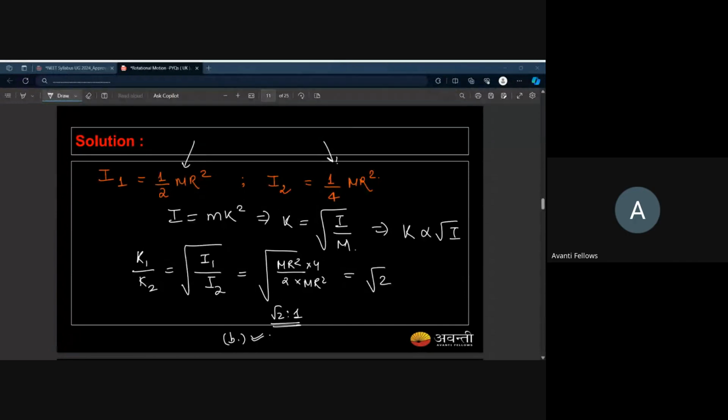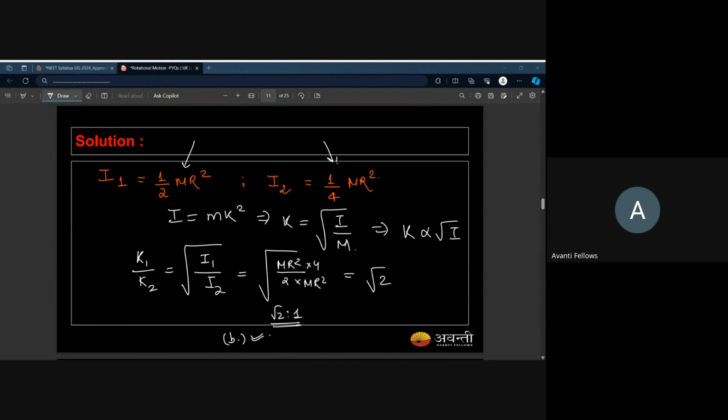So I'm saying that here we have two different axes of rotation about the same disk. One is at the center of mass, and the other one is passing through the diameter. Is that fine? Yes, ma'am. Ma'am, we have to find the ratio of both the inertia, so we can directly calculate by under root, why did you take I is equal to MK square?